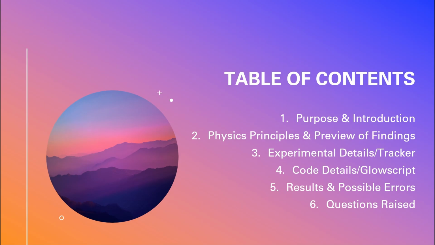This is our table of contents. First, we're going to be going over purpose and instruction. Then we'll be going into physics principles and a preview of findings. Then we'll be talking about experimental details and Tracker. That's also where I'll give you my initial conditions. Then we'll go into code details and GlowScript. Then I'll be talking about results and possible errors, as well as comparing and contrasting computational and experimental models. Then I'll be going into questions raised.